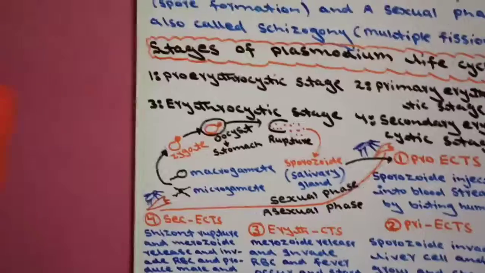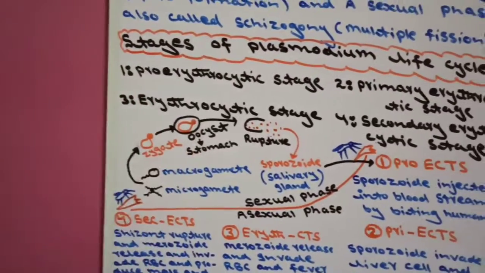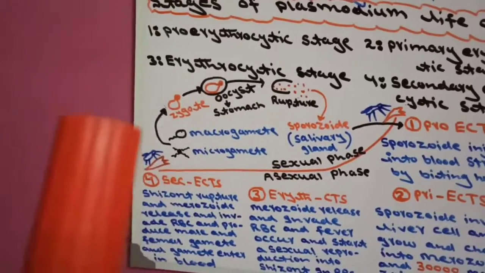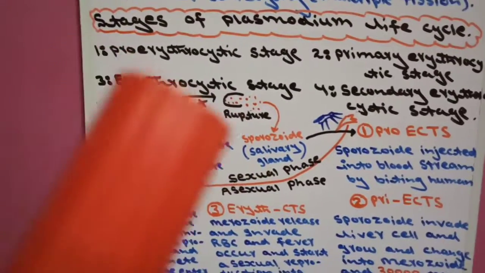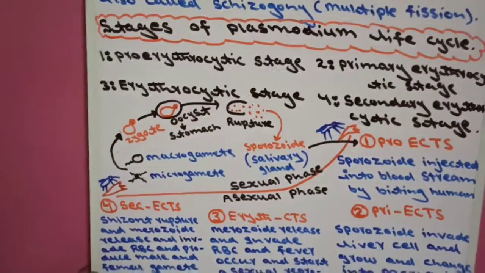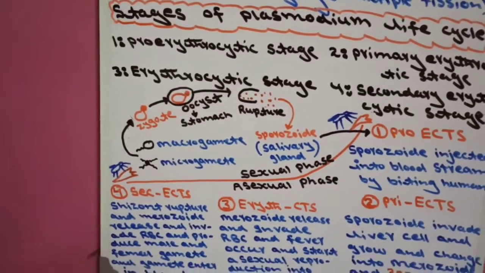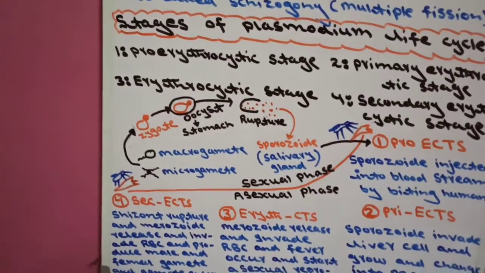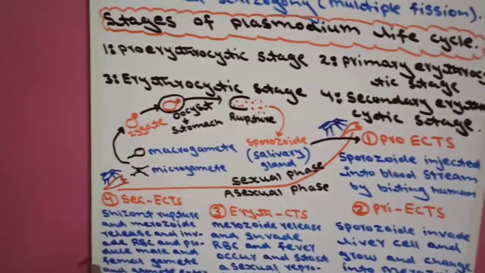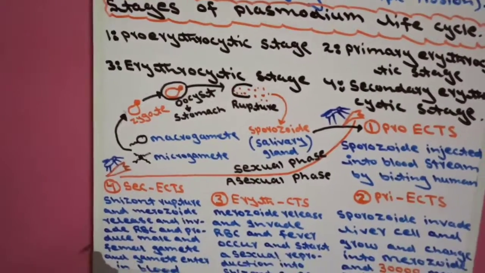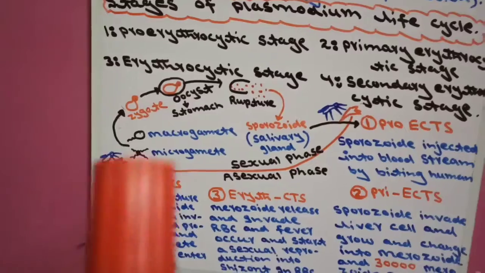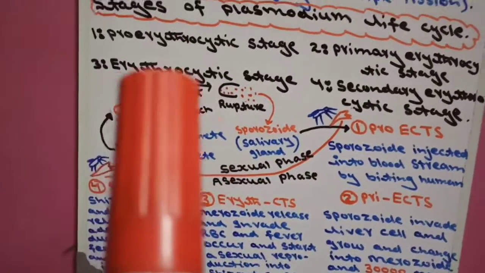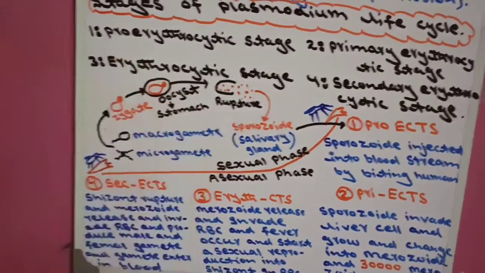The second stage of the sexual phase is the zygote, where in the stomach the male and female gametes combine to form a zygote. The third stage is the oocyst. Now in the stomach the zygote is surrounded by a cyst. This cyst and zygote together are known as the oocyst, which is present in the stomach. This is the third stage of the sexual phase.